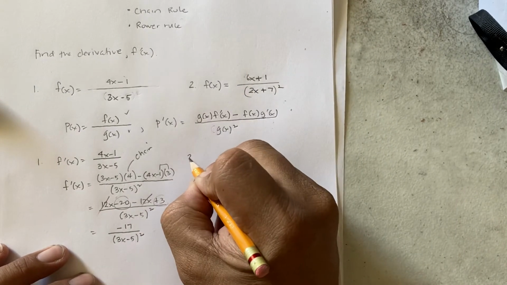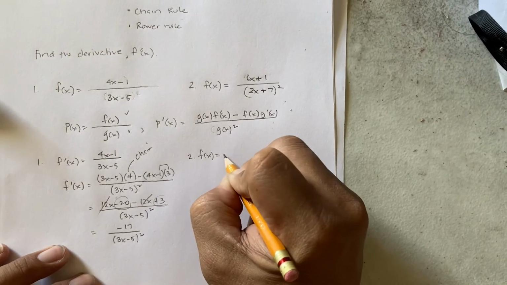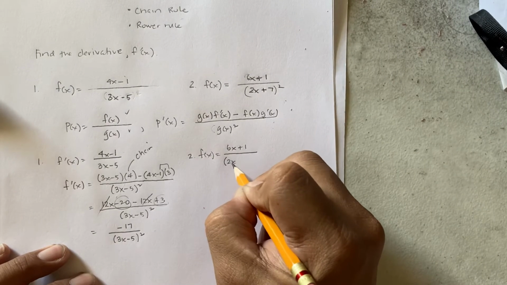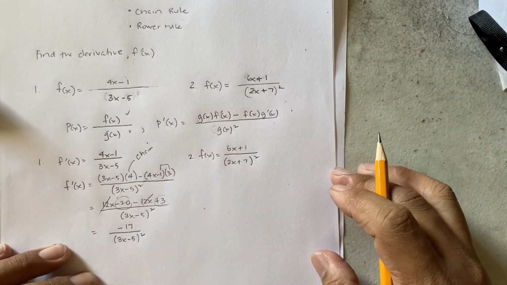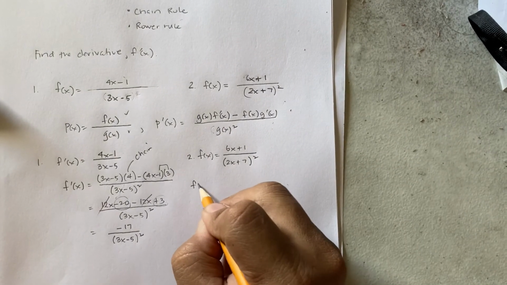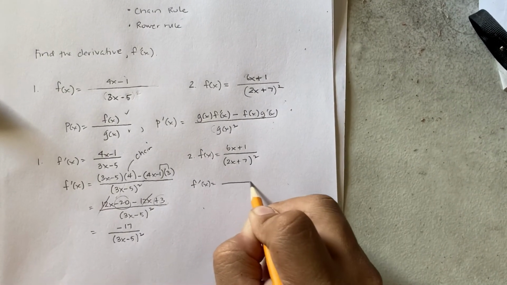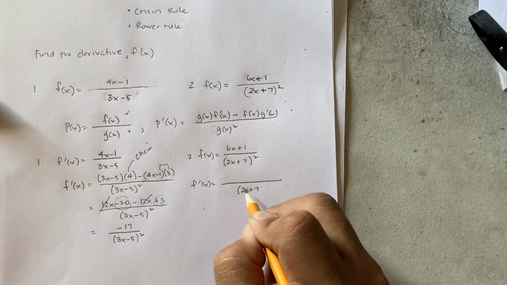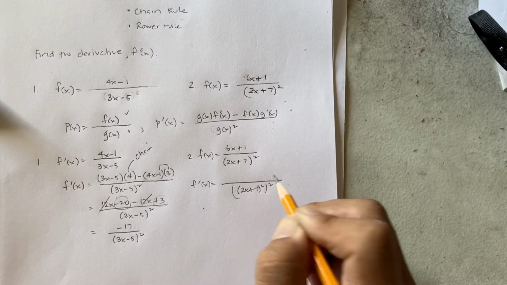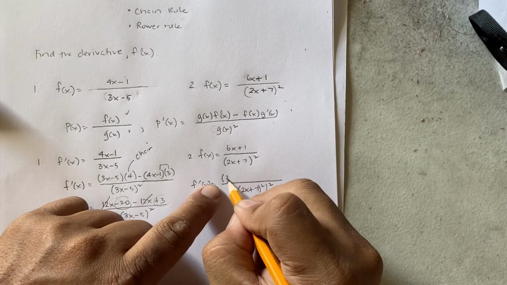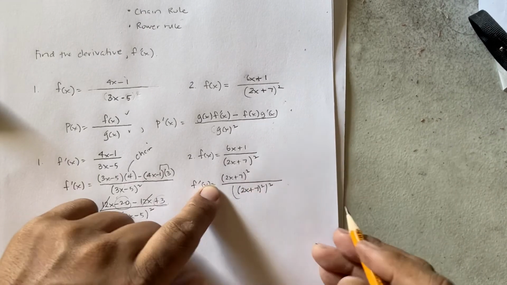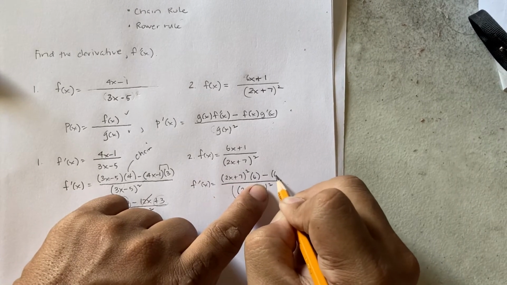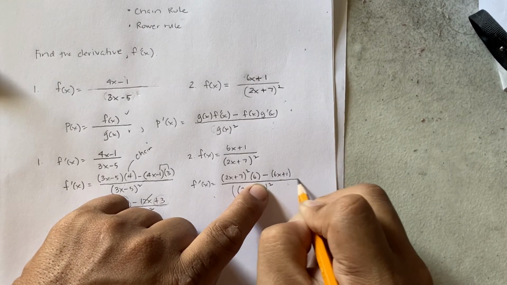I'm going to rewrite number 2. f of x equals 6x plus 1 over the quantity 2x plus 7 squared. And we're going to use the quotient rule. f prime of x equals, the quantity 2x plus 7 squared, squared. Then this one will be the second, 2x plus 7 squared, times the derivative of the first, minus the first times the derivative of the second.